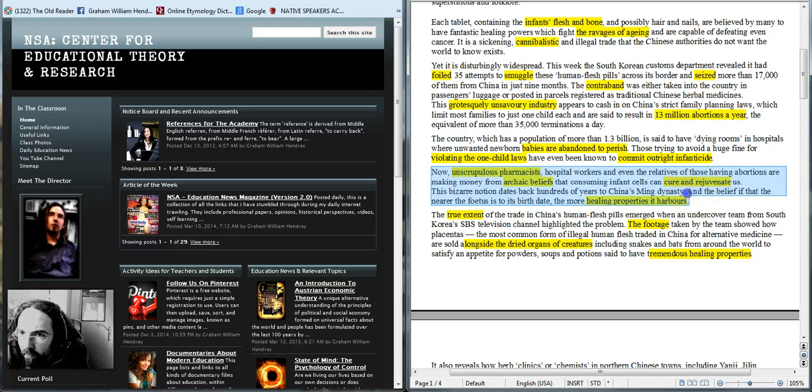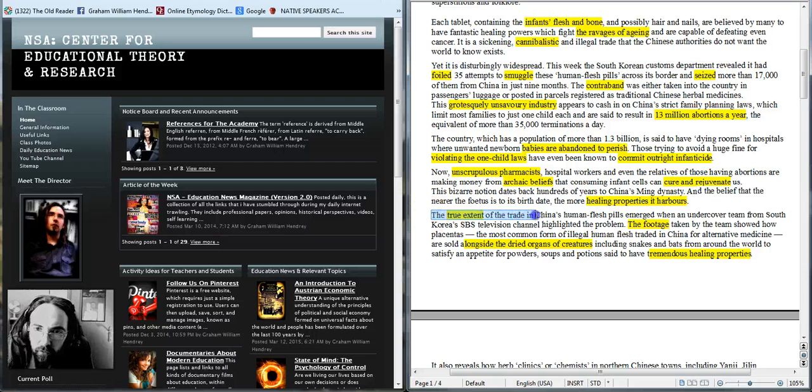Does that sentence make sense? And the belief that the nearer the fetus is to its birth date, the more healing properties it harbors. Let's do a bit of online editing. Yeah, I think there was an extra word there.